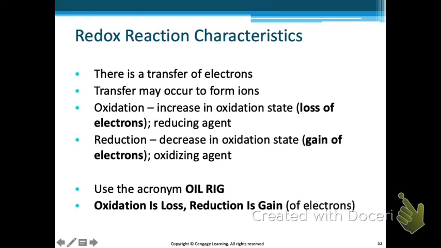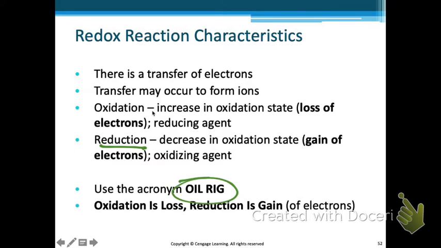Okay, in a redox reaction, we said there is a transfer of electrons. That transfer of electrons might cause an ion to form. It might cause a change in an ion. It might cause it to go from the most electronegative to the least electronegative, or whatever it might be. It might cause this change. But what we need to remember is that anytime we see a loss of electrons, it is called an oxidation. Oxidation has happened when we have a loss of electrons. Anytime we see a gain of electrons, we call that reduction.